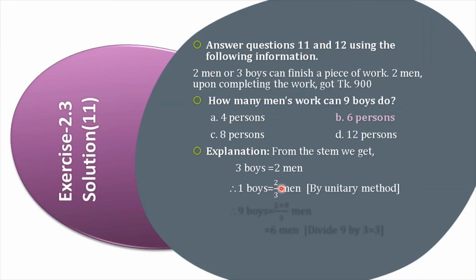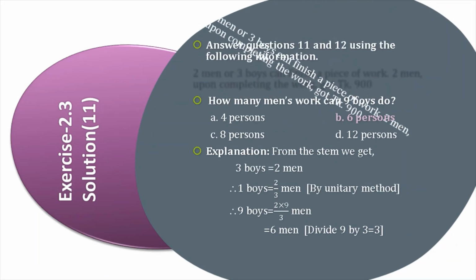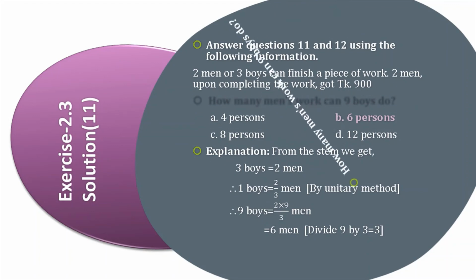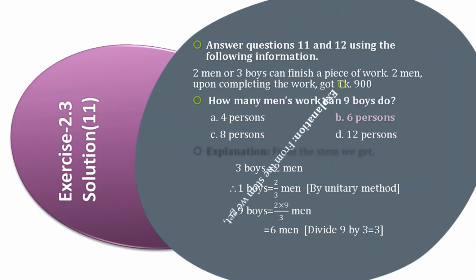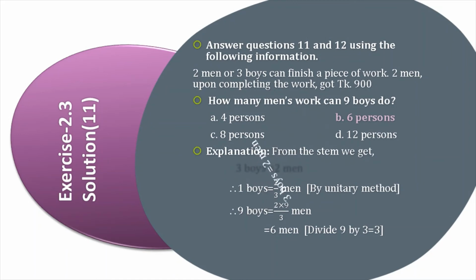So 1 boy equals, obviously it is less, so 2 divided by 3 men by unitary method. And 9 boys equals, obviously it is more, so 2 multiplied by 9 divided by 3. And you know, if it is more we will do multiplication, and if it is less we will do division in the second line. So that is our desired answer, 6 men. Divide 9 by 3 equals 3. So my dear students, that is solution number 11. We get the answer is 6 men from the unitary method we use.